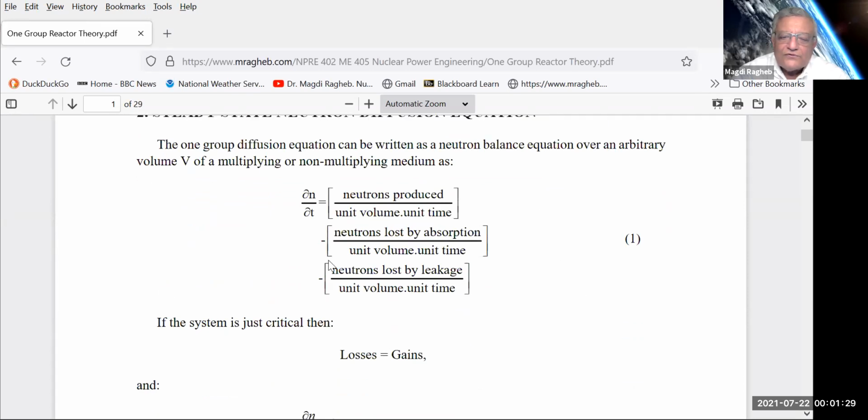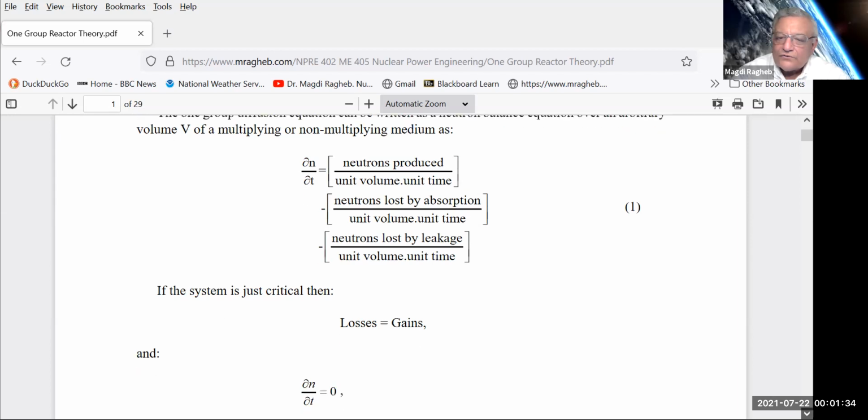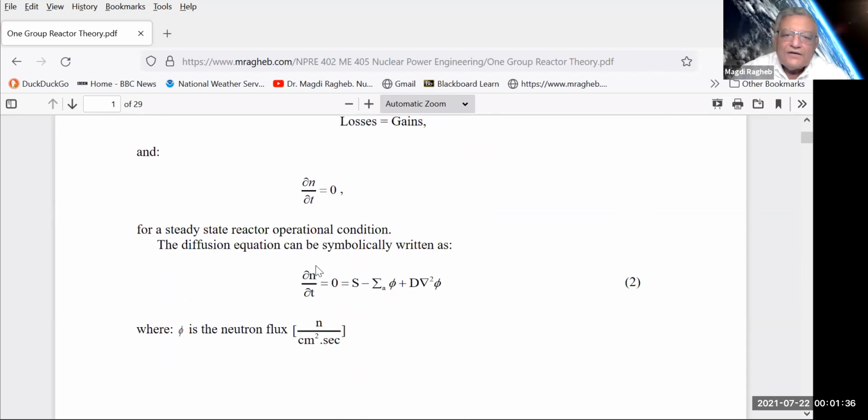Again, we started with the neutron diffusion equation where losses are equal to gains, and we took the steady state solution: dN partial by dt is equal to S minus the absorption rate plus the leakage from the surface. However, in the multiplying medium, we don't have a source of neutrons that's emitting a constant number of neutrons per unit time. The source in the nuclear reactor depends on phi, on the flux, the source itself.